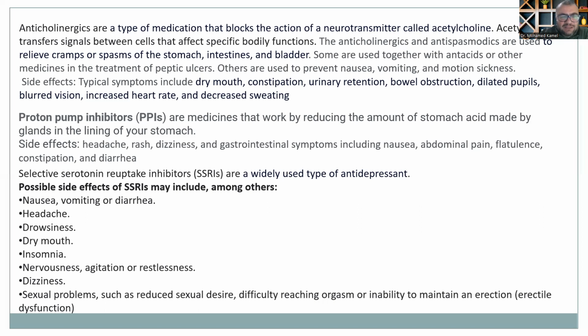The last one is selective serotonin reuptake inhibitors, or SSRIs. These are widely used antidepressants for people who have depression. The possible side effects of SSRIs may include, among others, nausea, vomiting or diarrhea, headache, drowsiness, dry mouth, insomnia, which is lack of sleep, nervousness, agitation or restlessness, dizziness, and sexual problems such as reduced sexual drive, difficulty reaching orgasm, or inability to maintain an erection, or erectile dysfunction.